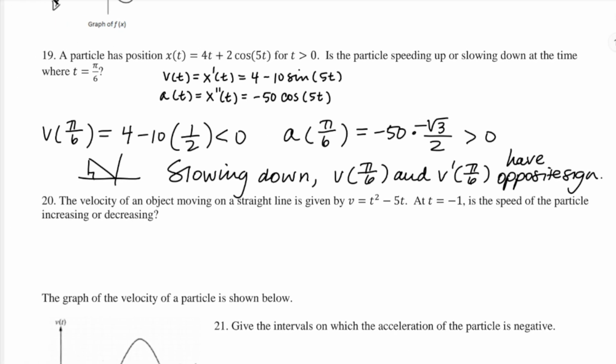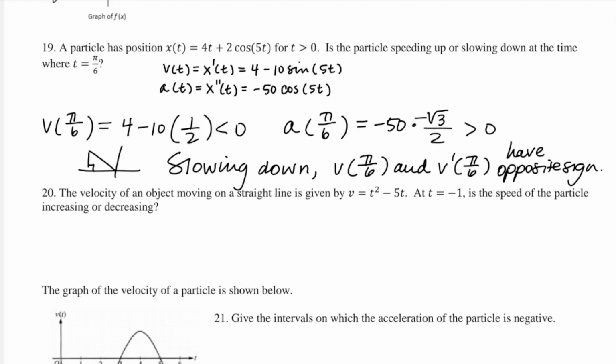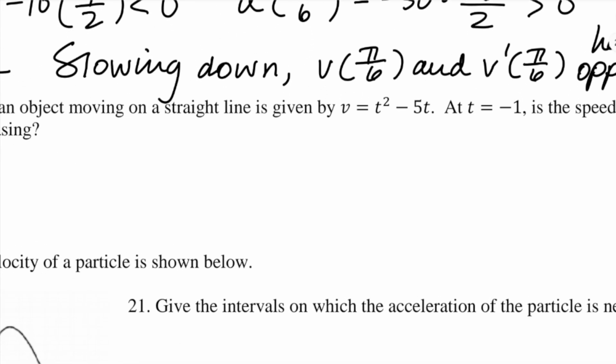Now, the velocity is given by v equals t squared minus 5t. At t equals negative 1, is the speed of the particle increasing or decreasing? Okay, so we need velocity and acceleration. Okay, so v at t equals negative 1 is going to be 1 plus 5 equals 6.